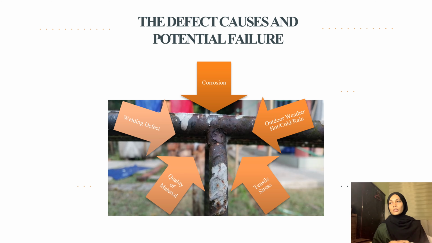The potential failure is actually a crack that may be caused by lack of fusion or overfusion of the welding during the welding process. Also, it may be caused by the other causes of the defects. So that is all for the potential failure and the defect causes.